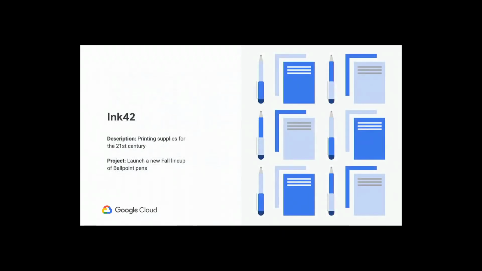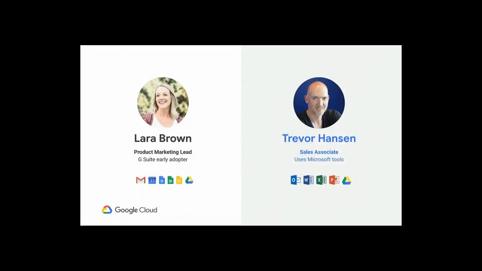So now to get into the nuances of this feature, we're going to talk about an example company, Ink42. They're a design-conscious stationery company, and they're working together on a new ballpoint pen launch. We're going to be looking at two teams, Laura and her marketing team. They've already migrated to G Suite. They're already used to working in Docs, Sheets, and Slides. Whereas Trevor and his sales team, they're still using Office tools on Drive.